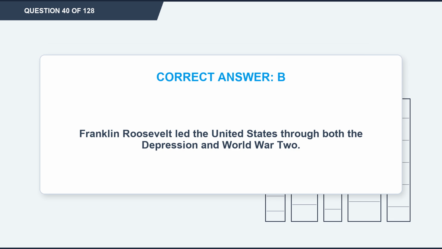Franklin Roosevelt. Explanation. Franklin Roosevelt led the United States through both the Depression and World War II.